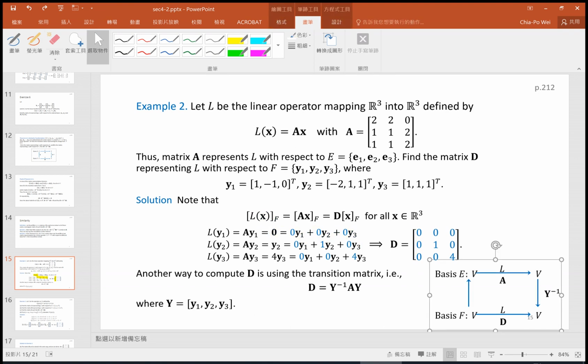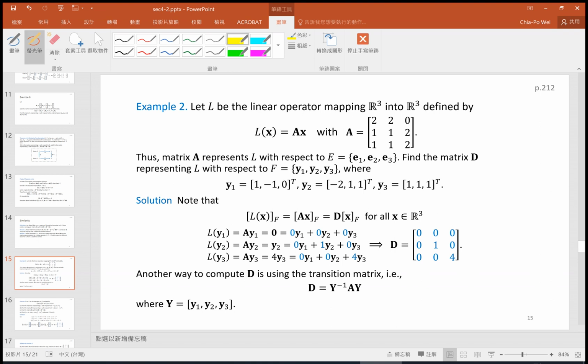Next, we compute L of y2. By definition, L of y2 equals A times y2. And after some computations, we know A times y2 equals y2. Then we need to express y2 as the linear combination of y1, y2, and y3, because we want to compute the coordinate of L of y2 with respect to F. Then it is easy to see that y2 equals 0 times y1 plus 1 times y2 plus 0 times y3. Therefore, the coordinate of L of y2 is 0, 1, 0. Then, by the matrix representation theorem, the second column of matrix D is 0, 1, 0.